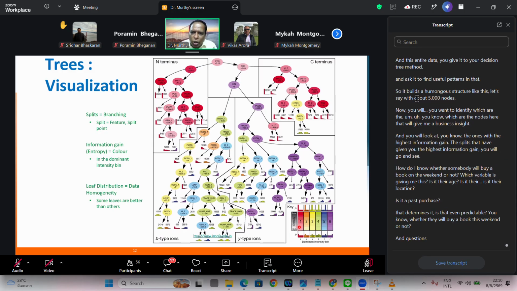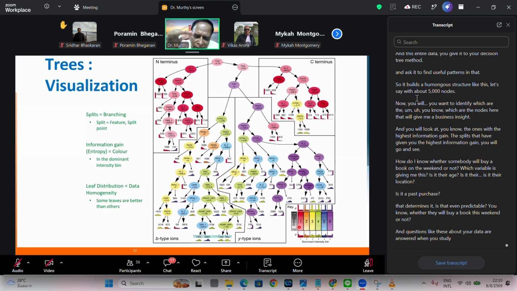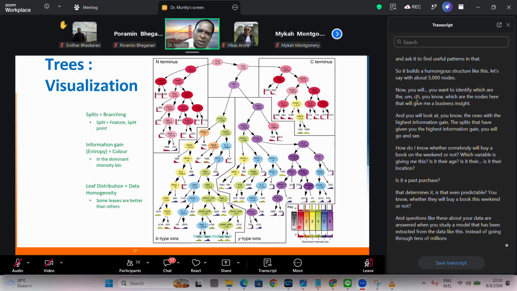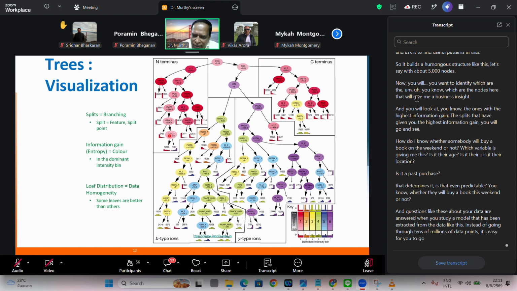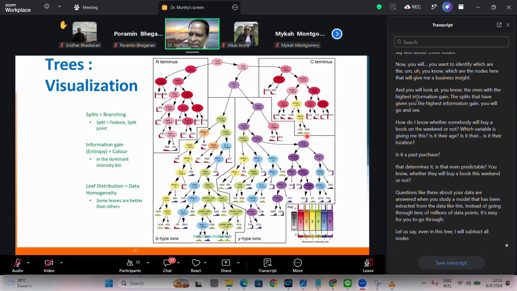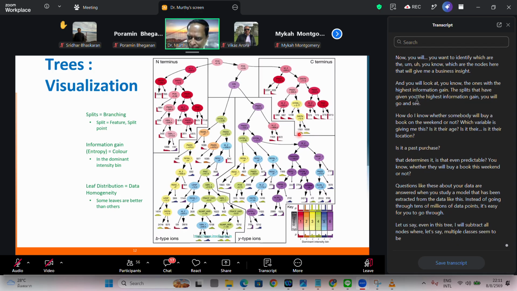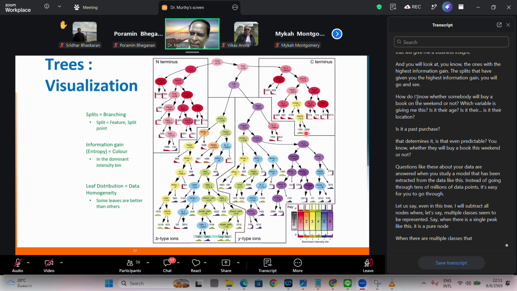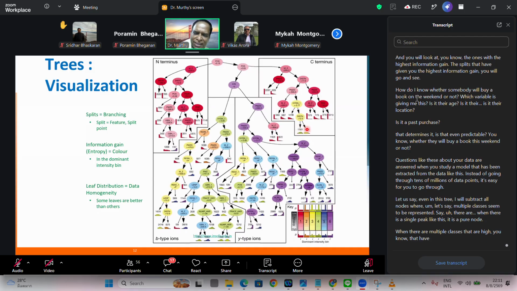Questions like these about your data are answered when you study a model that has been extracted from the data like this. Instead of going through tens of millions of data points, it's easy for you to go through. Let us say, even in this tree, I will subtract all nodes where multiple classes seem to be represented. Say when there is a single peak like this, it is a pure node. When there are multiple classes that are high, that have counts, then it is an impure node.